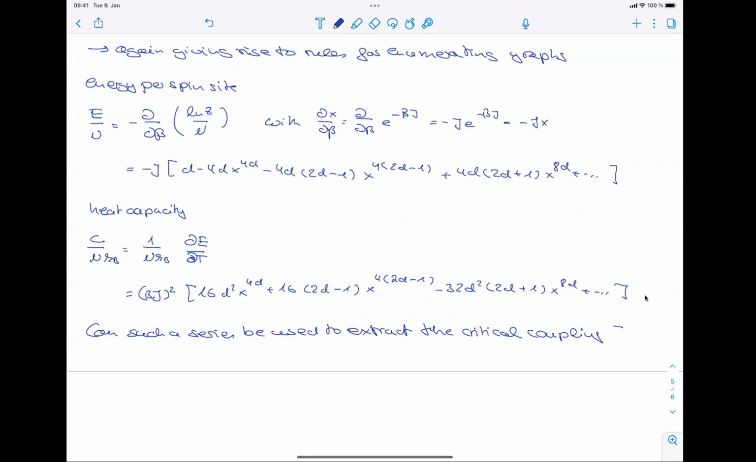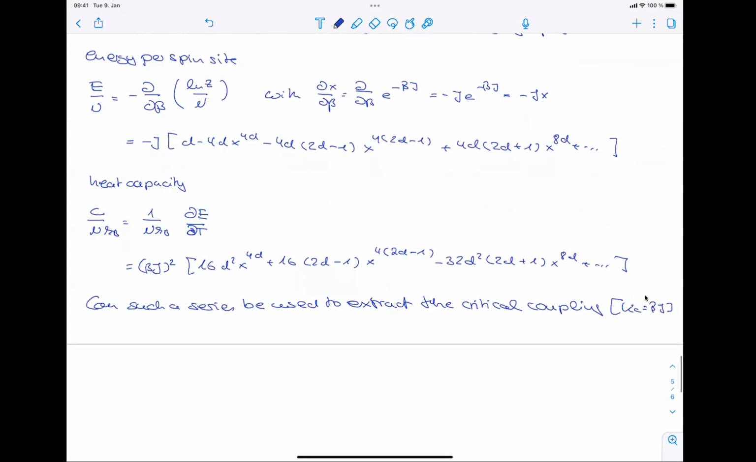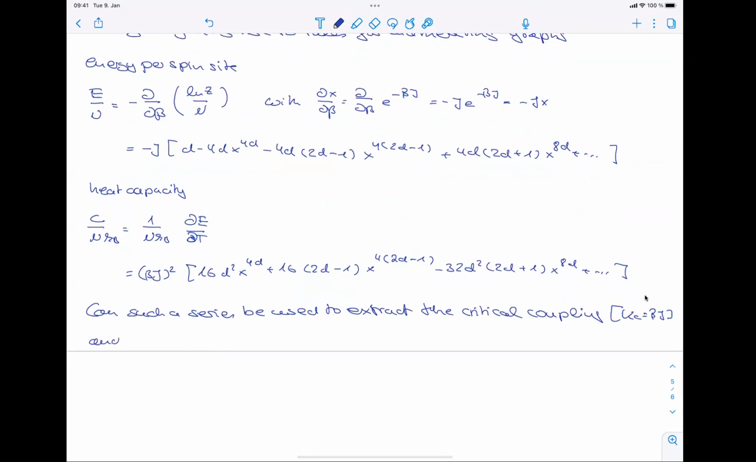I'm not going to derive this. I'm going to give it away right now. It's beta J, seen for mean field also. And the singularities associated with a disordering transition.